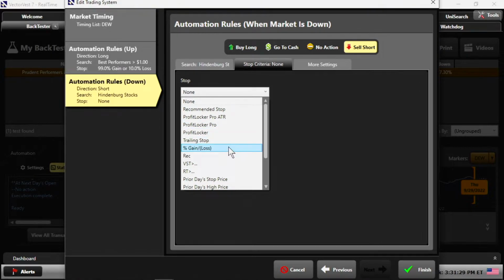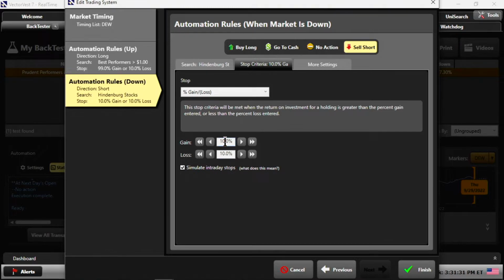So I'm going to go to gain loss. In this case, we're going to use 99.20, I believe. Boy, I hope I wrote that down right. That seems a little high. But I think I'm thinking about one of my trading systems. All right, so this is 99% gain on the short side or a 20% loss.